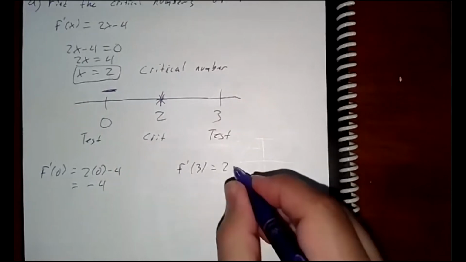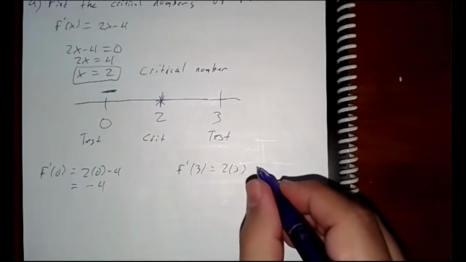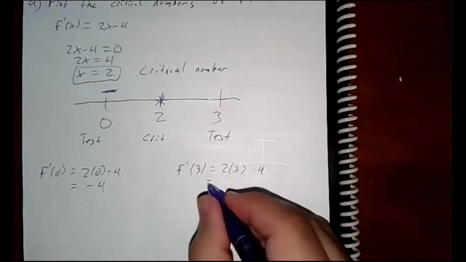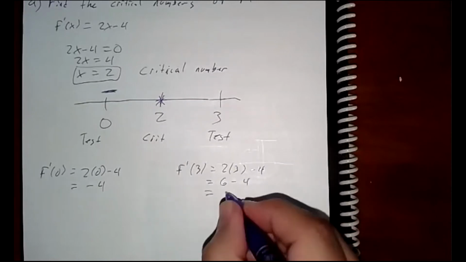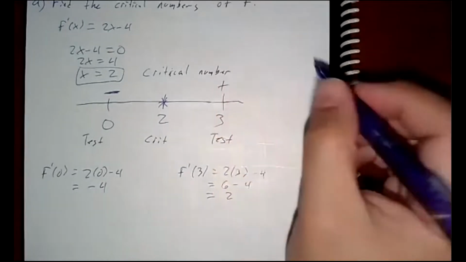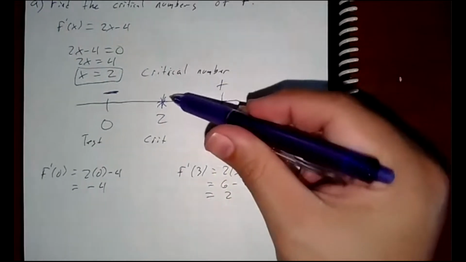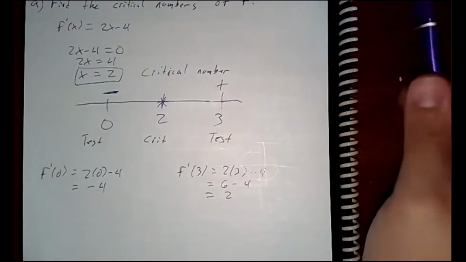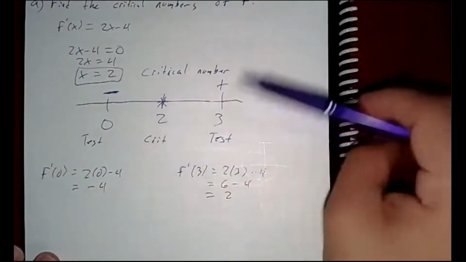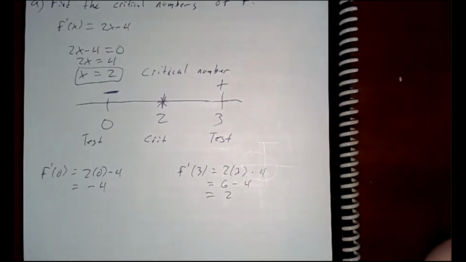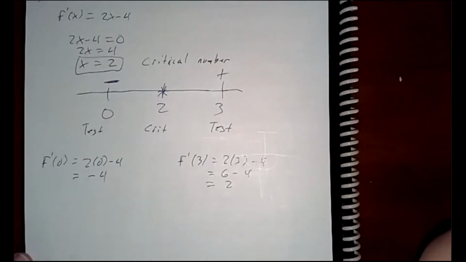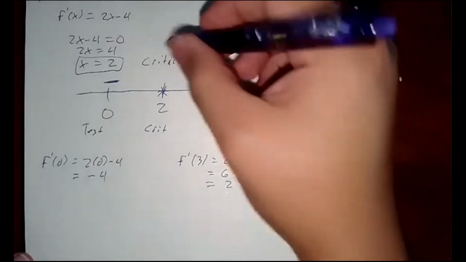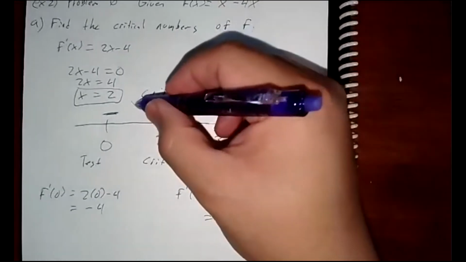Yes, sir. So plug in 3. You get 6 minus 4, which is 2. That's positive, so that means I'm increasing after 2. So this time I'm not going to look at the graph. I want us to just think about it using this information, because they're going to get uglier in a little bit. Okay, so that means I have this scenario going on, right?